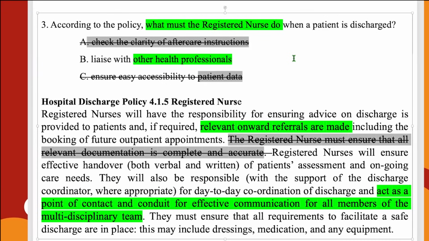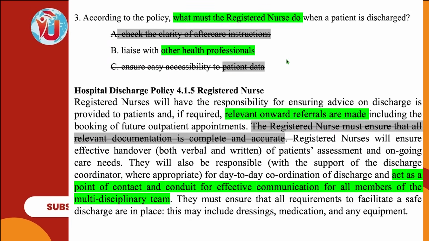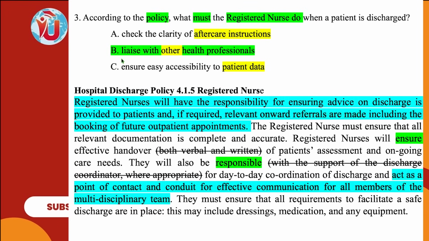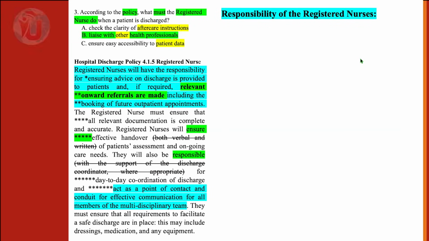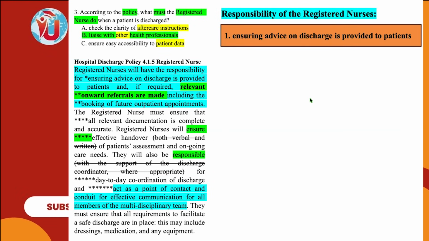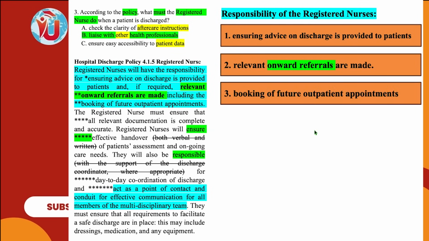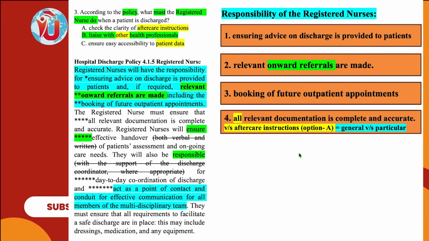When there is a policy, and you are supposed to do something, there is a structure. So this is clear. Let's get into the structure of this particular type, since you have one new learning. It's not a new learning, but you did not understand previously, I believe. Responsibility of the registered nurses. One, ensuring advice on discharge is provided to patients. Second, relevant onward referrals are made. Third, booking of future outpatient appointments. Fourth, all relevant documentation is complete and accurate.